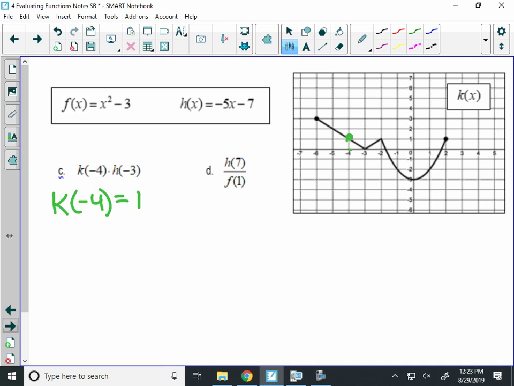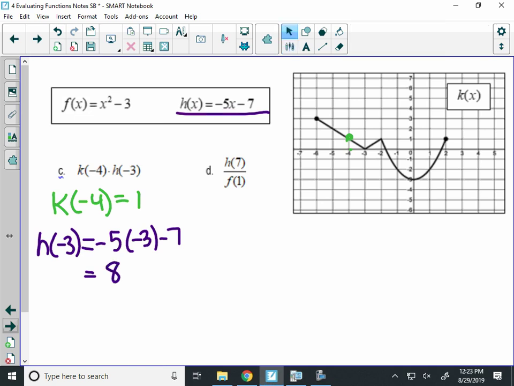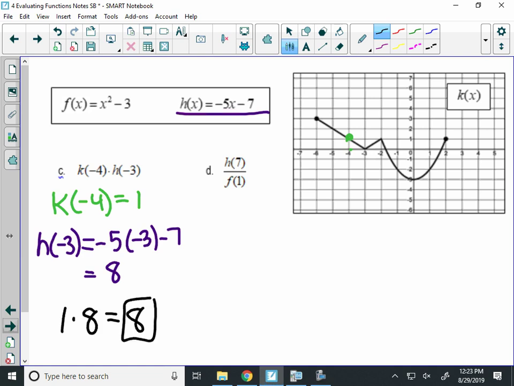So now we have to find h of negative 3. So h of x uses the second function in the box. Let's see, h of negative 3 is negative 5 times negative 3 minus 7. What does that equal? 15 minus 7, 8. All right, so our final answer takes 1 times 8, which is 8.